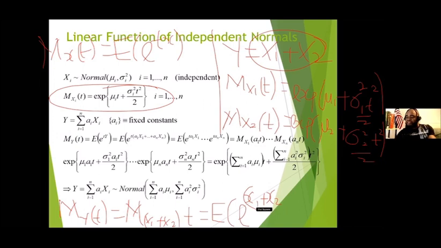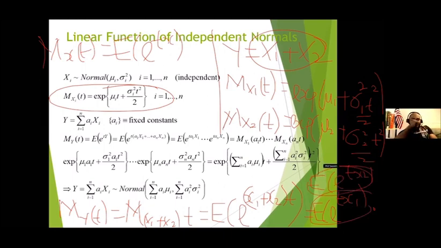Now, when you expand that, you're going to see that we have the expected value of e raised to the power t X1, multiplied by another one, the expected value of e raised to the power t X2. Look, as you can see now, it's going to be the product. Have I answered your question now?